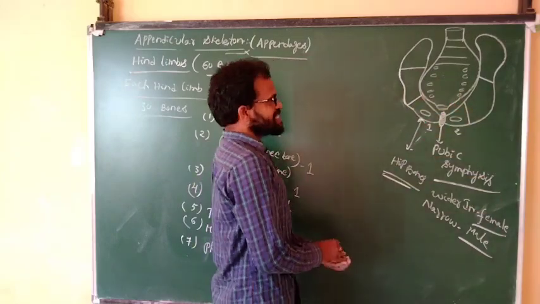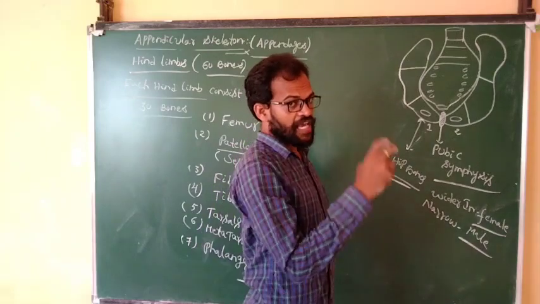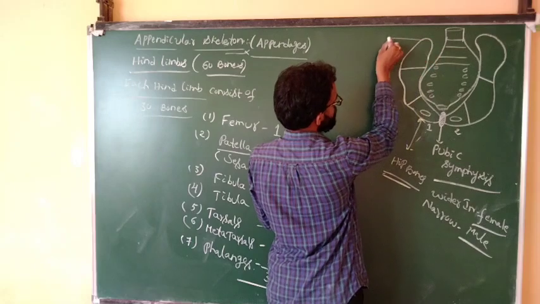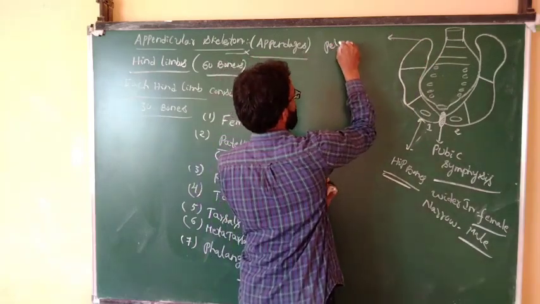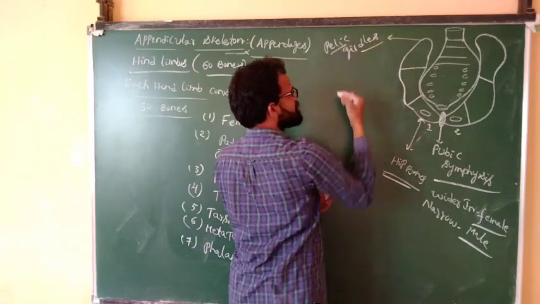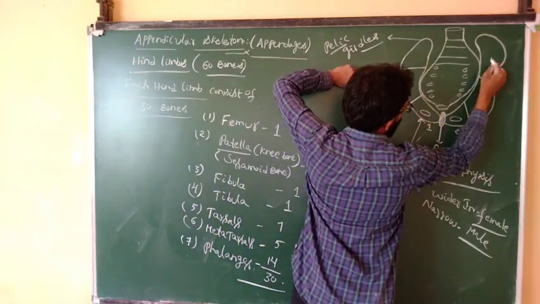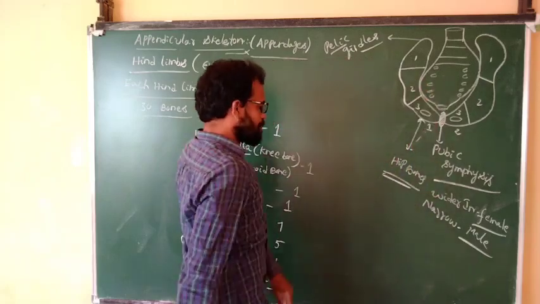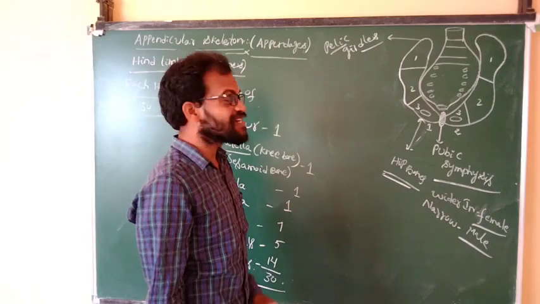Okay, coming to the next one. Listen carefully. Each pelvic girdle is nothing but a hip bone. Each hip bone consists of how many parts? One, two, three. Three parts.